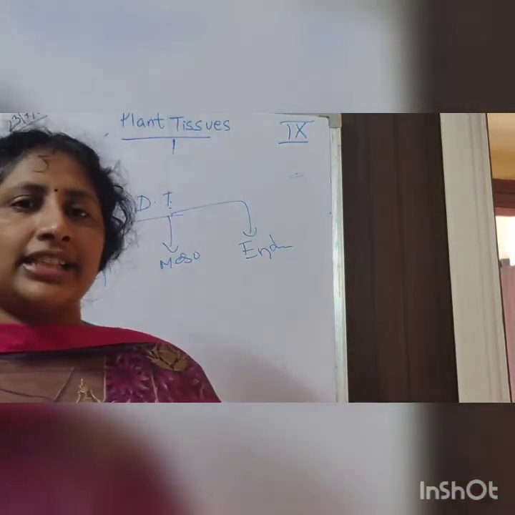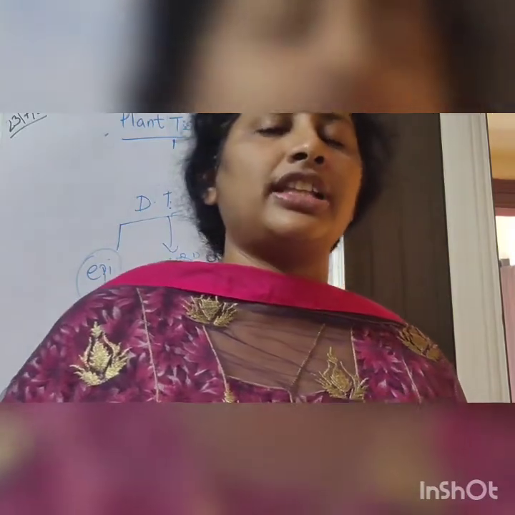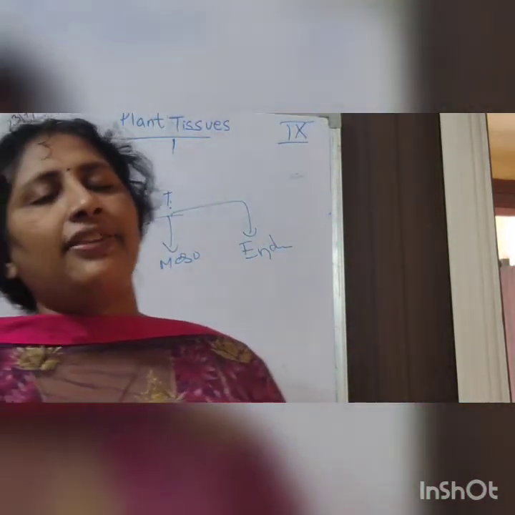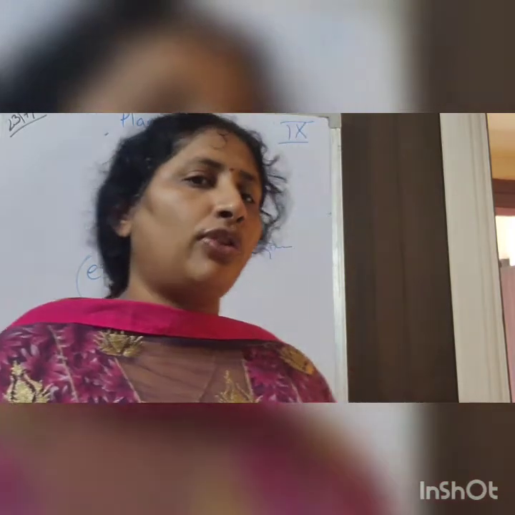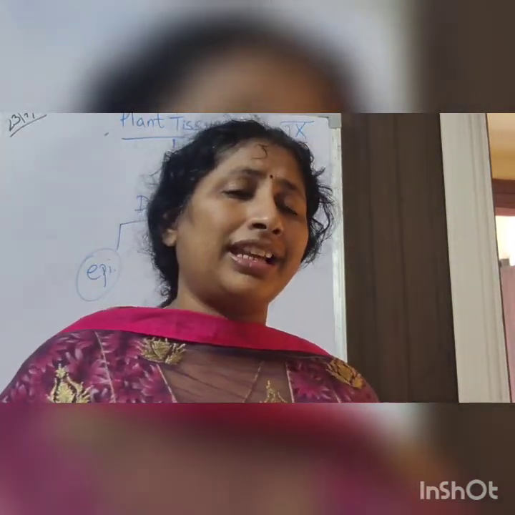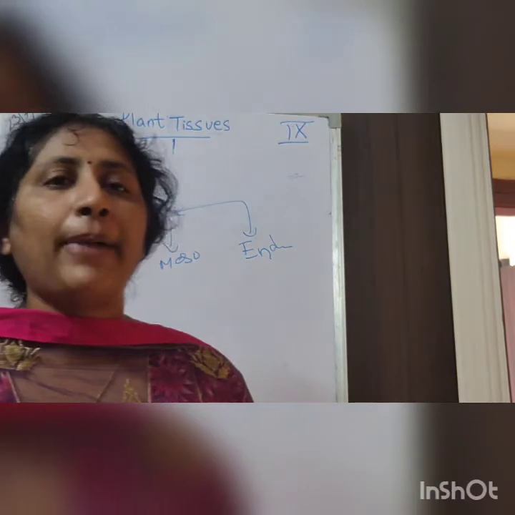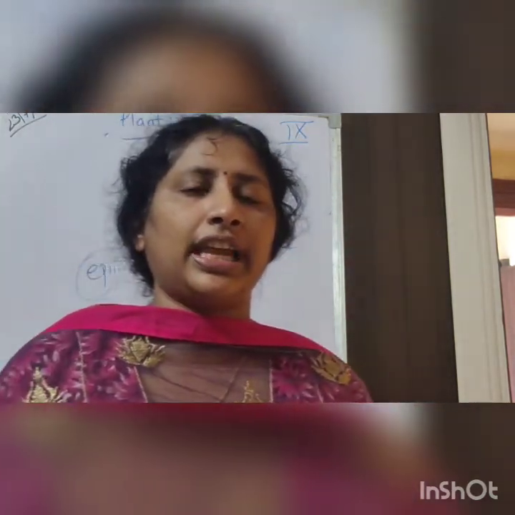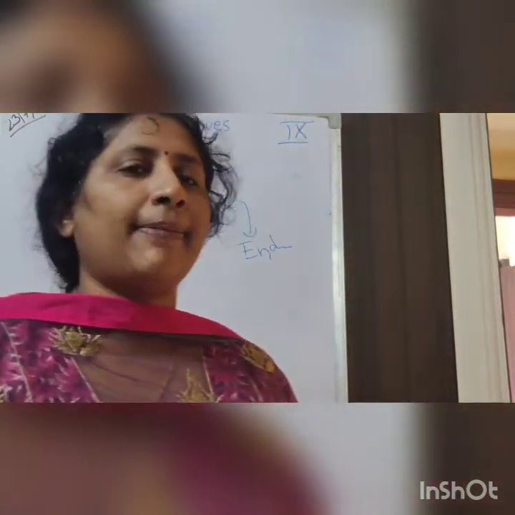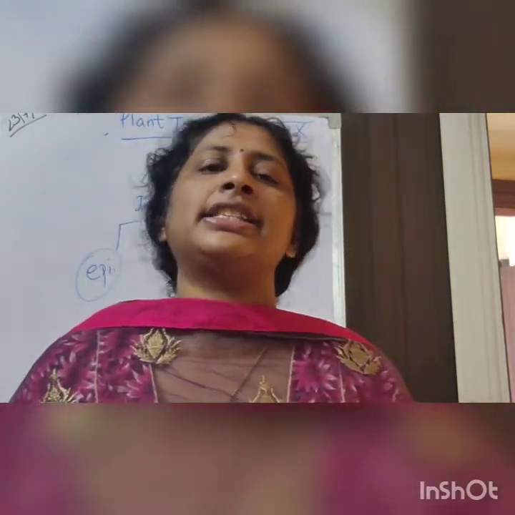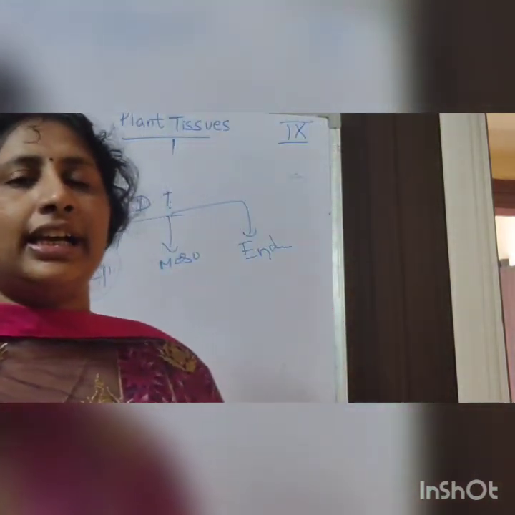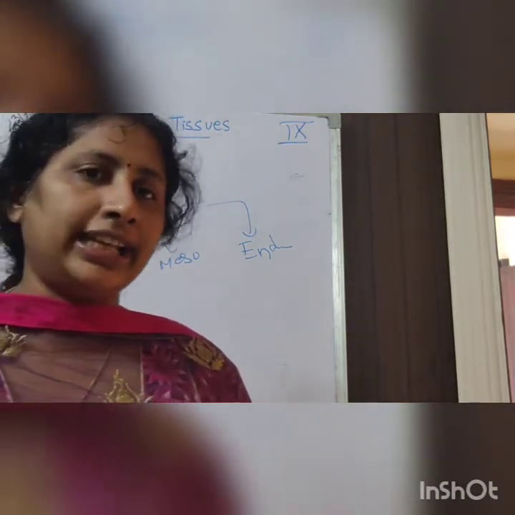Phloem is a vascular tissue which helps in the transport of food materials from the leaf to the entire plant body. Clear? Phloem is again divided into four types. Phloem fibers, phloem parenchyma, companion cells, and one more is sieve tubes. Yeah, sieve tubes. Sieve tubes, companion cells, phloem parenchyma, and phloem fibers. See here, except phloem fibers, all three are living cells.